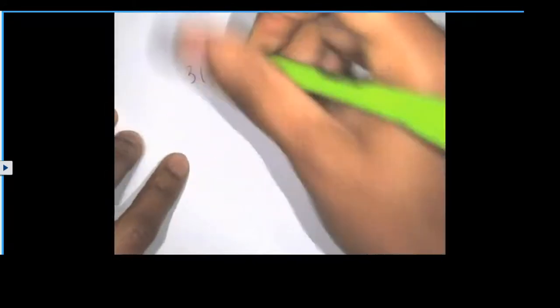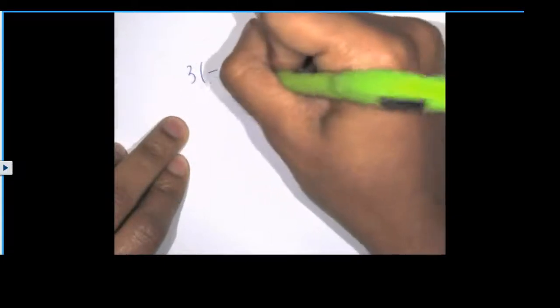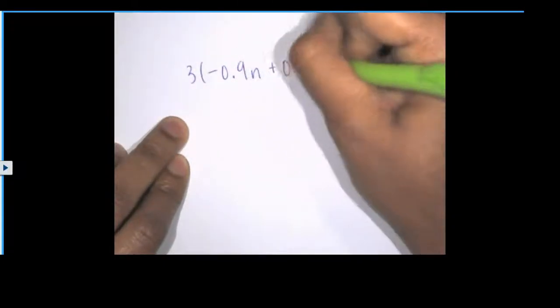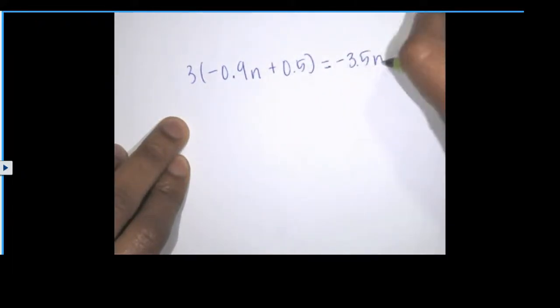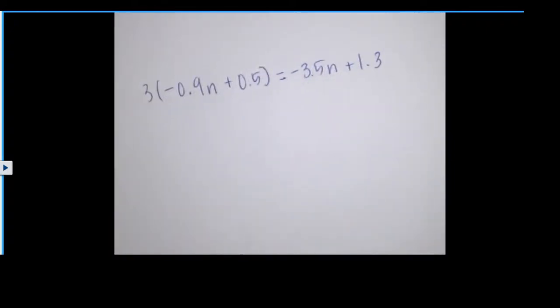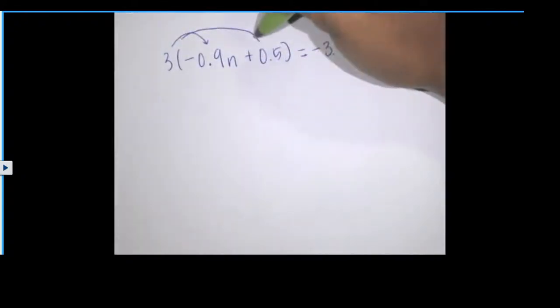All right, I'm going to do one more. Okay, guys, I wanted to do problems on decimals, so let me start with this one. Okay, so we have 3 being multiplied. Of course, you've got to do the distributive property to this 0.9n plus 0.5, and then you have negative 3.5n plus 1.3. All right, so we're going to do our 3 being multiplied to these 2 terms here.